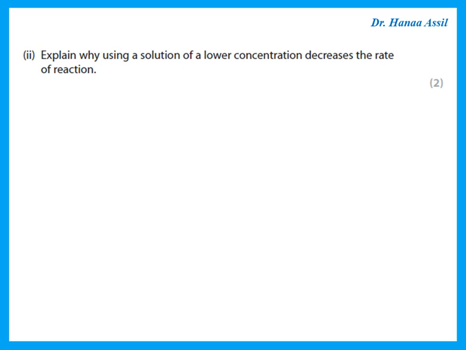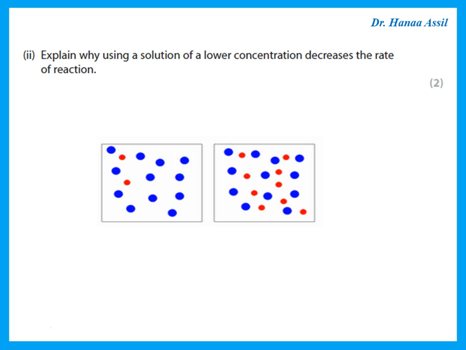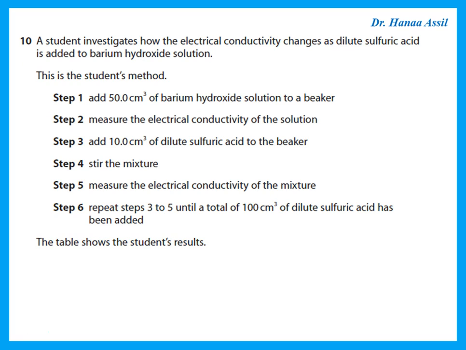Explain why using a solution of lower concentration decreases the rate. If I have lower concentration, what happens? Here he's already telling me it will decrease the rate, so all I need to do is explain, because if I have lower concentration, that means I have fewer particles, so fewer collisions per unit time.